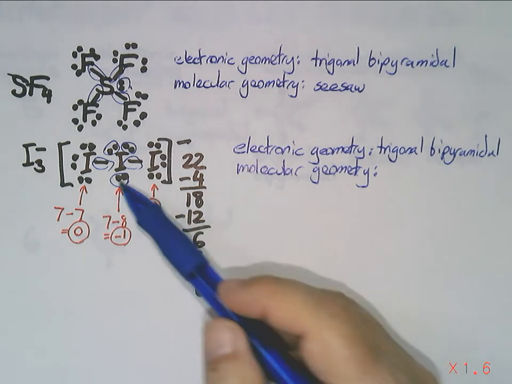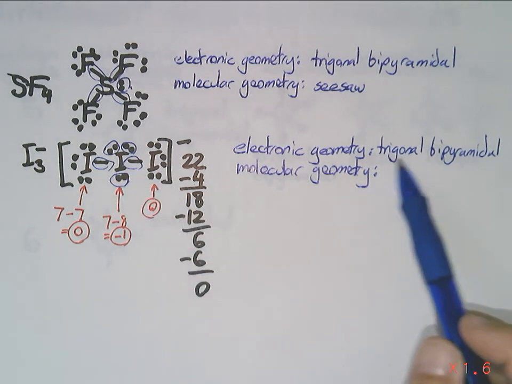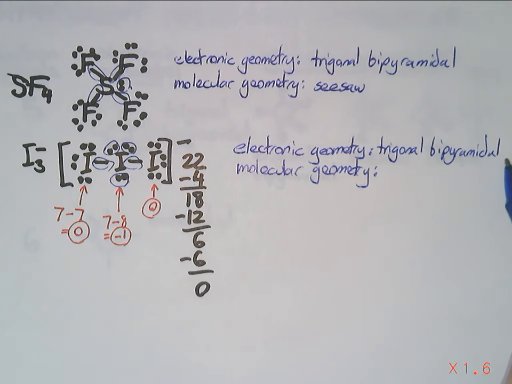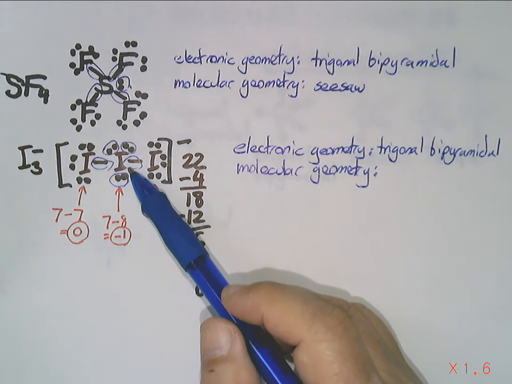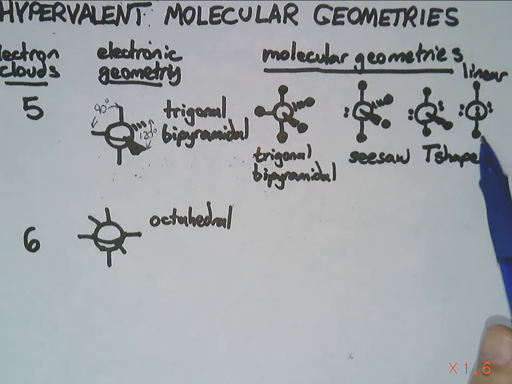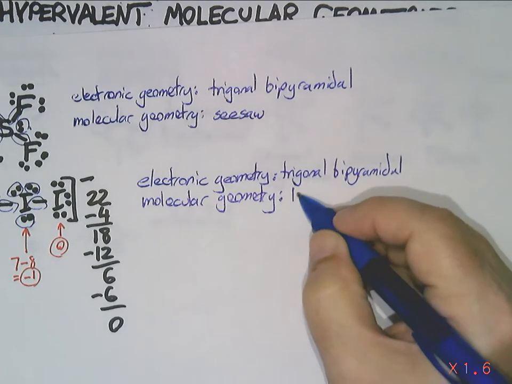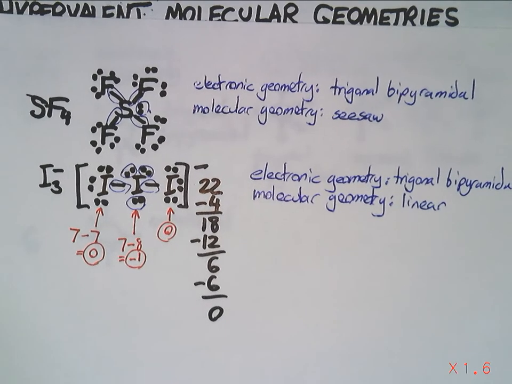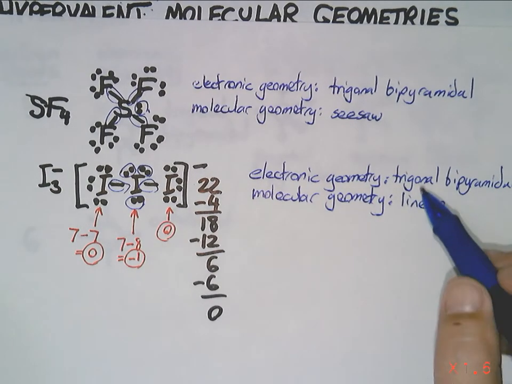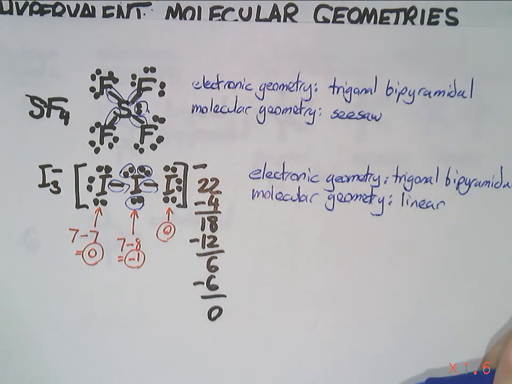Well, it's got 3 lone pairs. It has to be a molecular geometry that's derived from trigonal bipyramidal with 3 lone pairs around the central atom. It's this one. This is the only one that has 3 lone pairs. It's the linear arrangement. So this is a linear electronic geometry, or I'm sorry, it's a linear molecular geometry, and it's a trigonal bipyramidal electronic geometry.